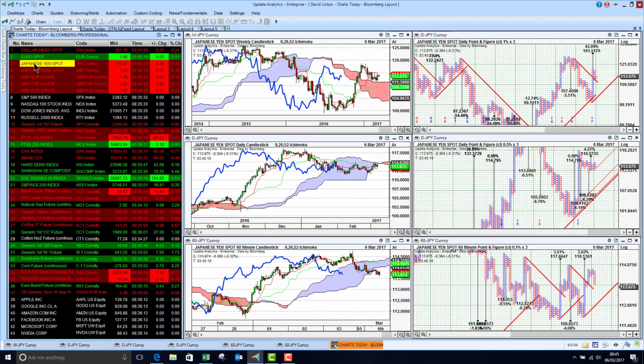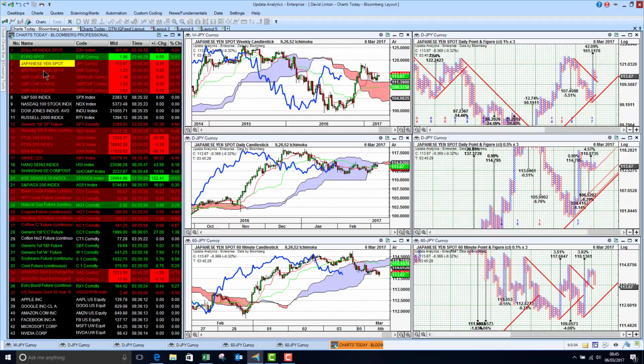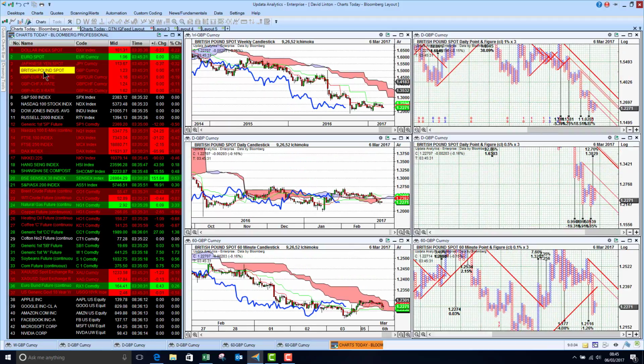If we look at Japanese yen, we see here that the dollar yen rate is just coming back a little bit here, the dollar coming through as well. So at the moment, it's just dollar showing a little bit of short-term weakness.